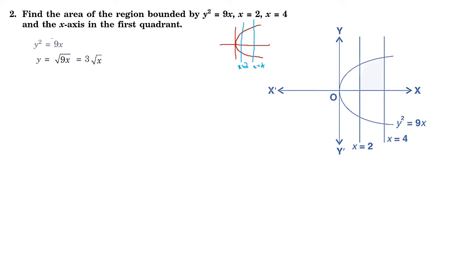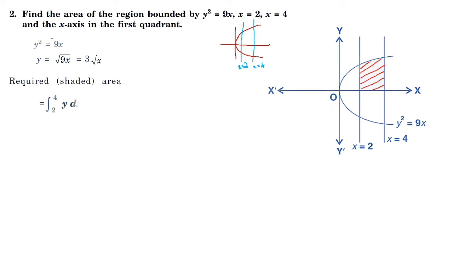Draw the diagram properly. y square equal to 9x is the parabola, and x is equal to 2 and x is equal to 4 are two lines, and the region we have identified is this portion. So you need to simply shade it with your pencil. This portion is shaded so that you will be able to easily identify it while solving. This is the area we need to calculate.